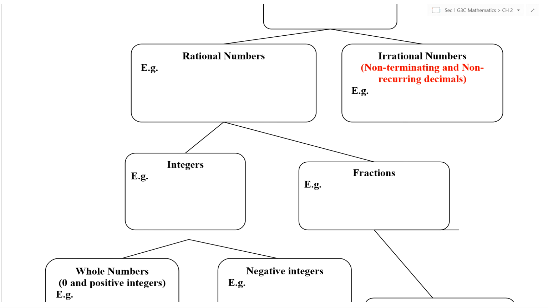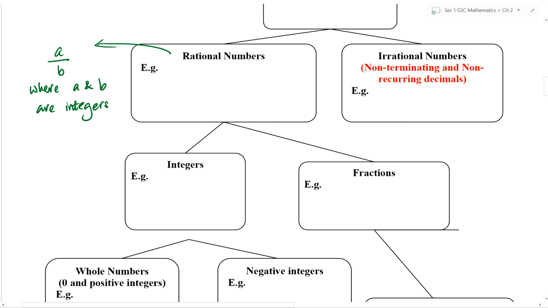Numbers over here, they are numbers that can be expressed as a fraction. But it is not just any other fraction. It must be a fraction that looks like this: A over B, where A and B are integers.